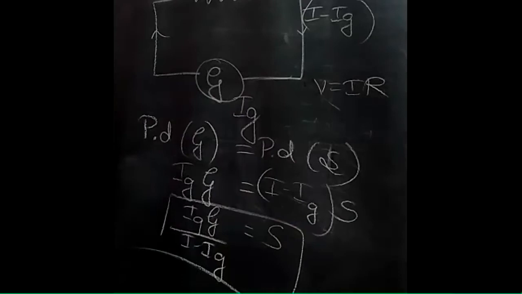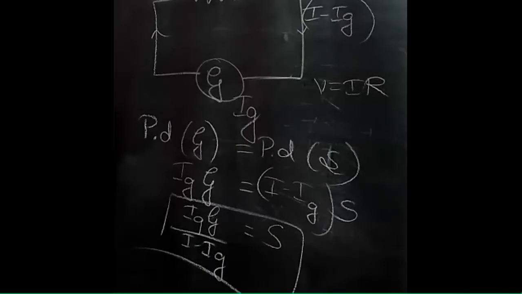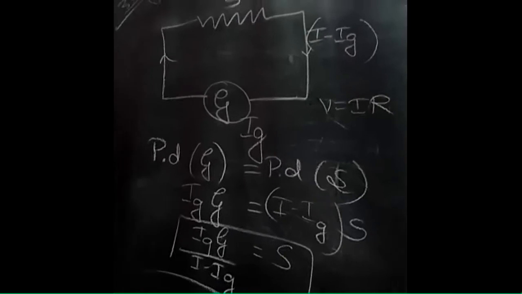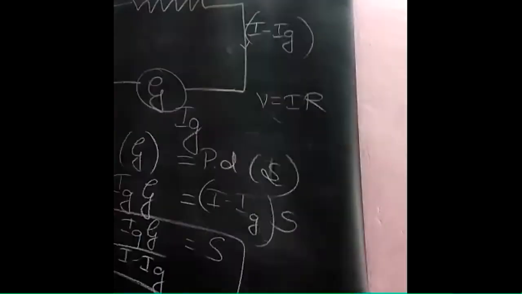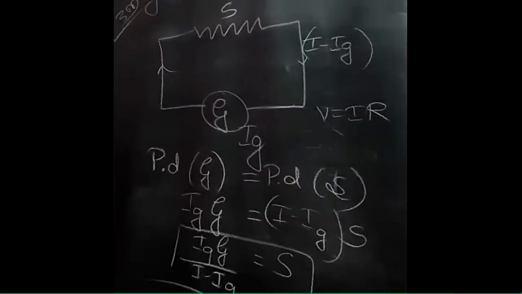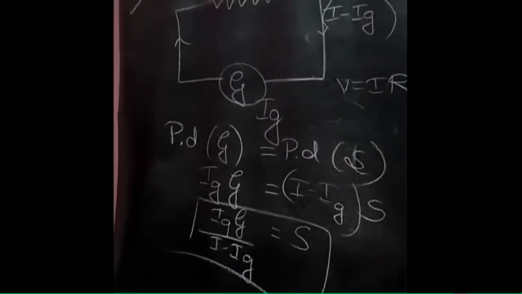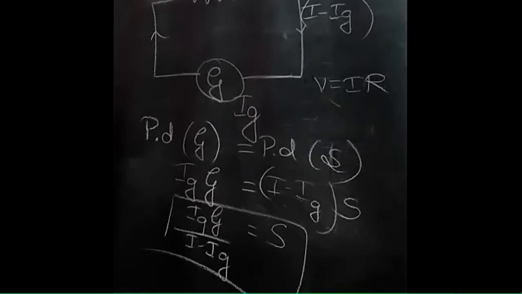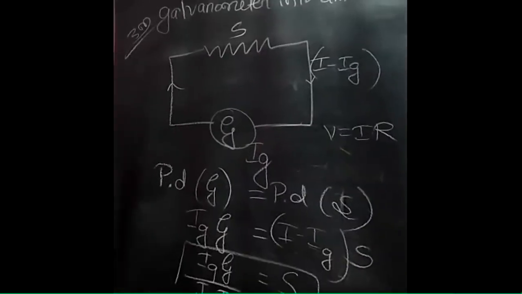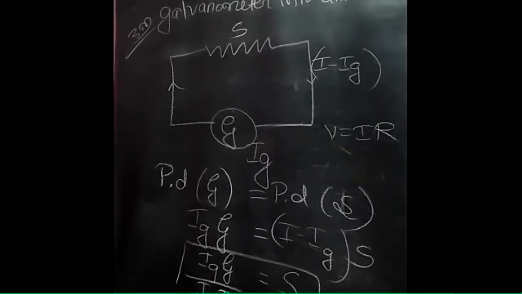By substituting the value of current through the galvanometer, resistance of the galvanometer, total current and Ig value, you can calculate how much low resistance you need to connect in parallel to convert a galvanometer into an ammeter. See the expression properly. If you have any doubt or if you want me to repeat any step, I'll repeat. Once again, I'll explain.